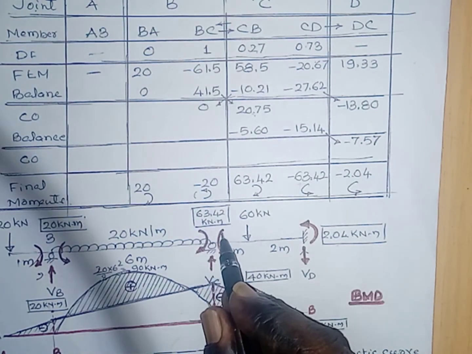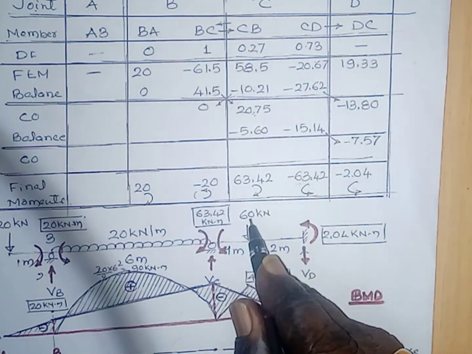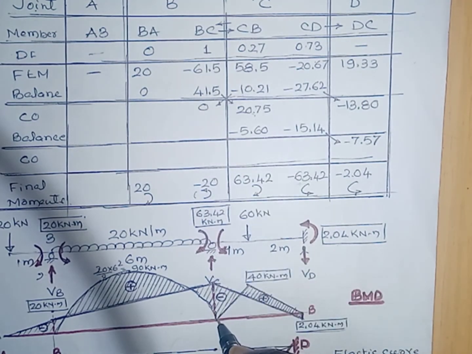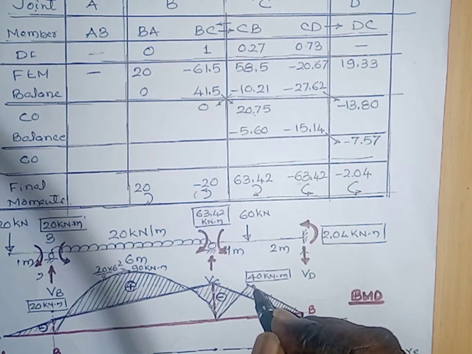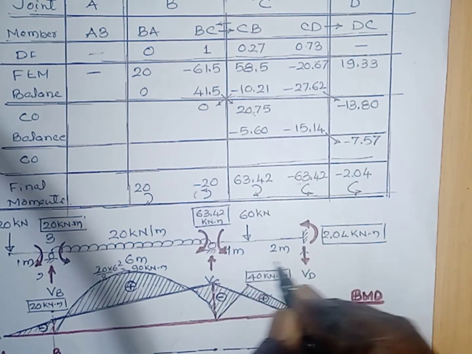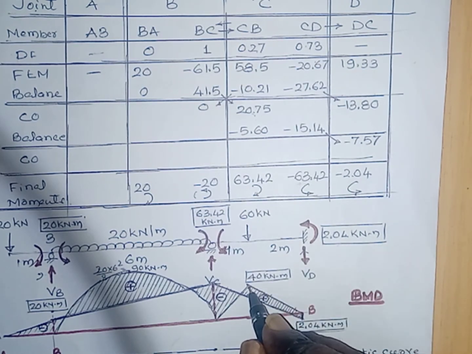Similarly, here this one is 63.42 and this is subjected to a point load of 60 kilonewton. The bending moment variation at the support is 0, and below the point load it is W into A into B by L, that is 60 into 1 into 2 by 3, which is 40 kilonewton meter. This is the maximum bending moment. This one is the positive bending moment.